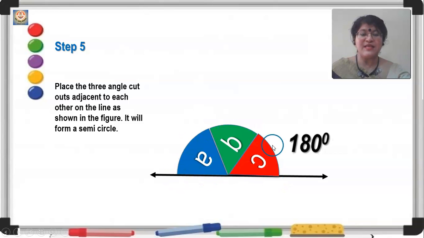They form a semicircle. So the measure of these 3 angles together will be 180 degrees, because you know that a semicircle forms 180 degrees. That means what have we proved here? Angle A plus angle B plus angle C equals 180 degrees.